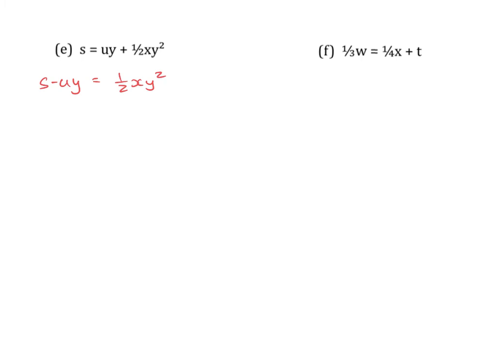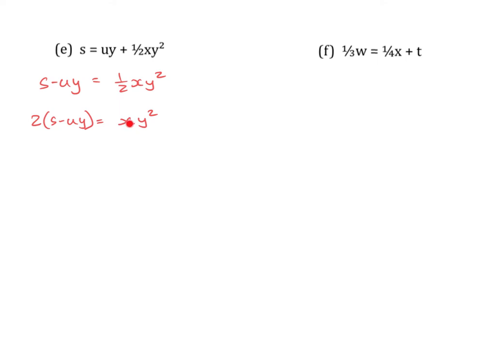Now I'm going to get rid of the half next and leave the xy squared alone. So to do that, I'm going to multiply by 2. If I multiply by 2 on the right-hand side, I will get xy squared. Multiply by 2 on the left-hand side, I'm going to have 2, and I must use a bracket here, s minus uy. I have to use a bracket because all of this left-hand side is multiplied by 2.